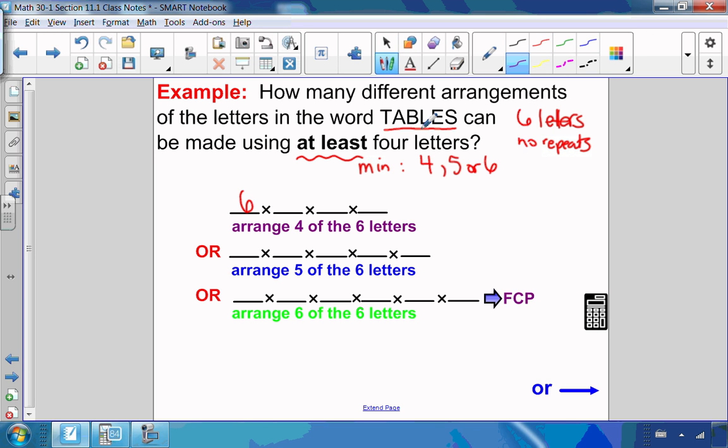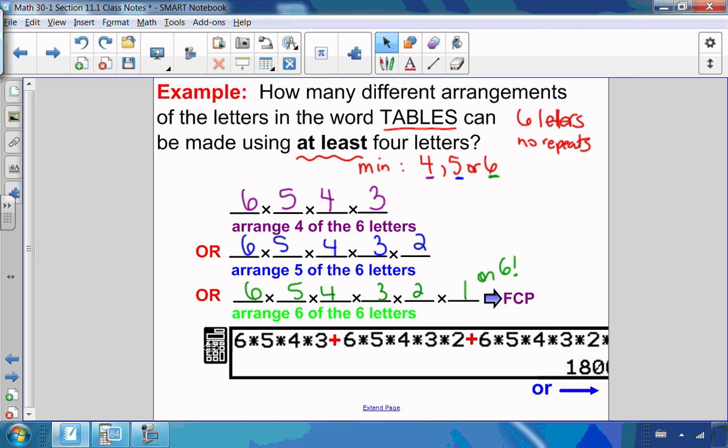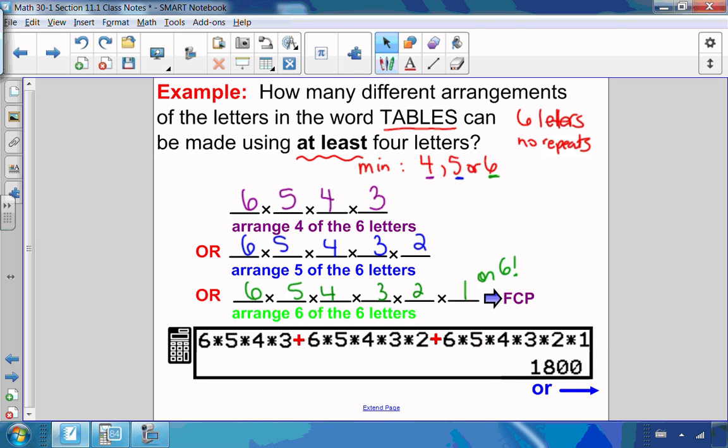So 6 choices for my first letter, 5 choices for my next, 4 choices, and then 3 choices. Okay, that's for 4 letters. Let's look at my case of having 5 letters. So 6, 5, 4, 3, 2. And then the last case is all 6 letters, which would be 6, 5, 4, 3, 2, 1. Or I could say 6 factorial. Okay, so I can put all of those together in my calculator, and you can see there it is. So I've got my first case of 4 letters.